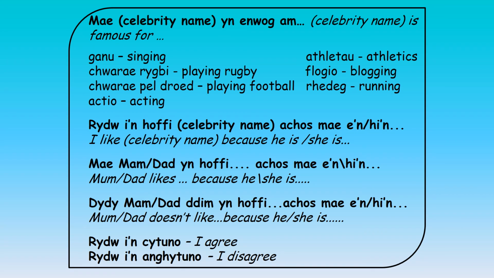You could say why the celebrity is famous. For example, mae Rob Brydon yn enwog am actio. Rob Brydon is famous for acting. Mae Sam Warburton yn enwog am chwarae rygbi. Sam Warburton is famous for playing rugby. You can then use the opportunity to give your personal opinion. Rydw i'n hoffi Rob Brydon achos mae e'n ddoniol. I like Rob Brydon because he is funny.